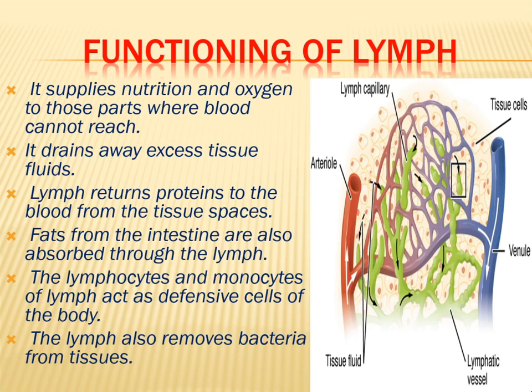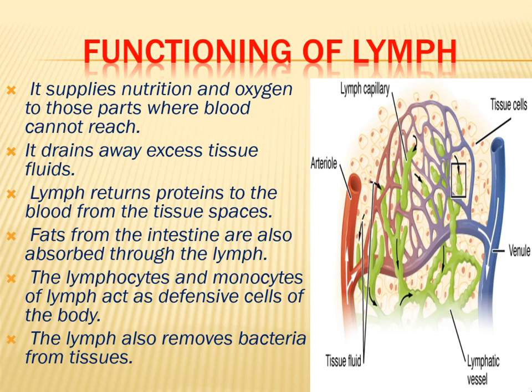The places where blood can reach are more in number, but the places where blood cannot reach are very few, and in those cases lymph is very important for transportation. It drains away the excess tissue fluids, and lymph returns proteins to the blood from the tissue spaces.